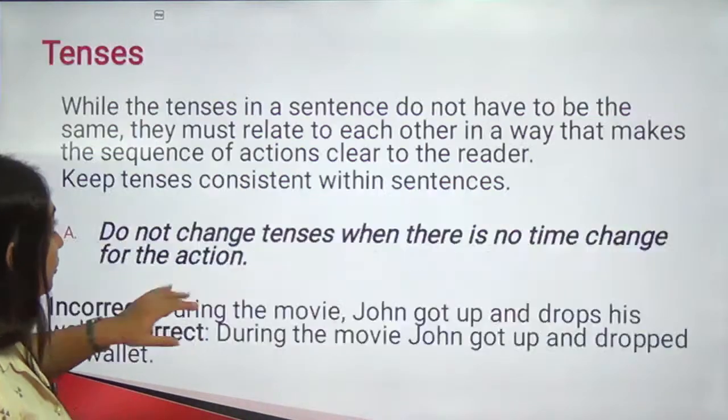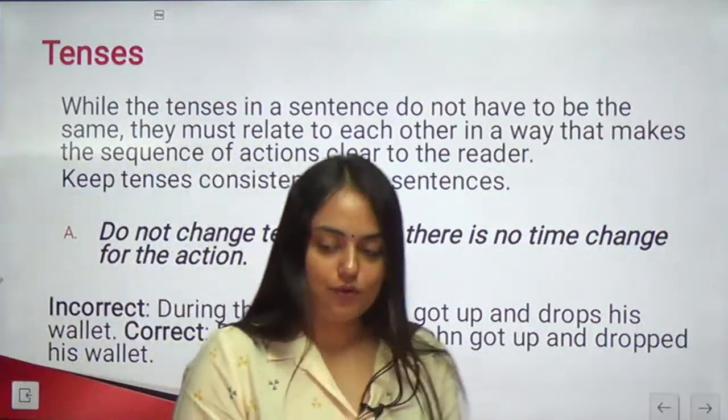Alright, with this, let's move on to the next slide. Tenses. Let's see what we have got in tenses.